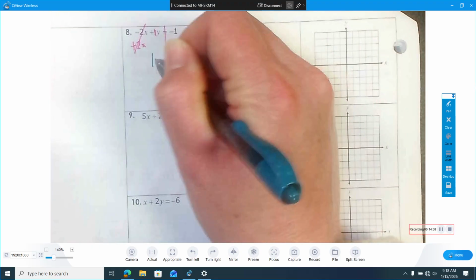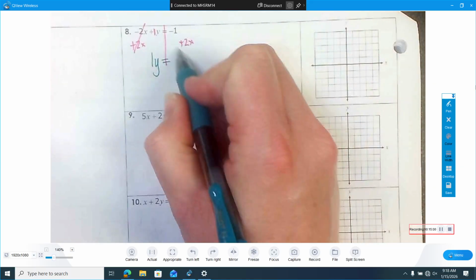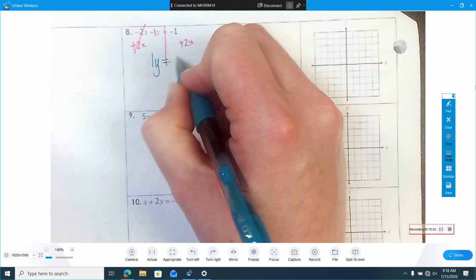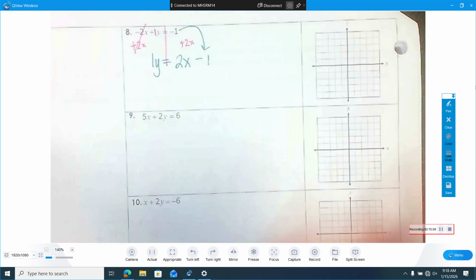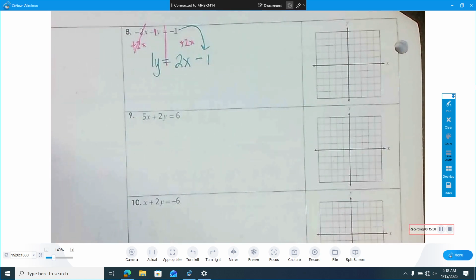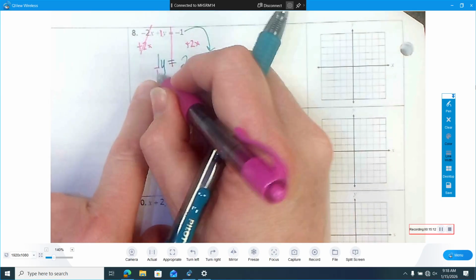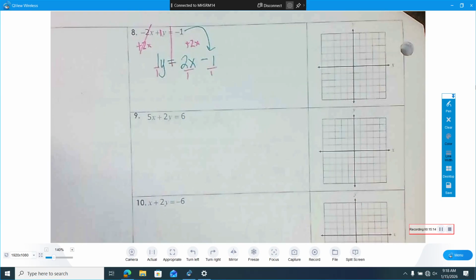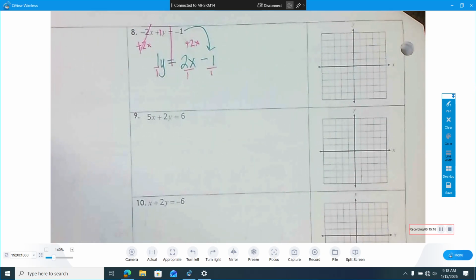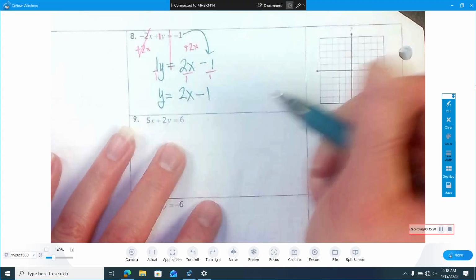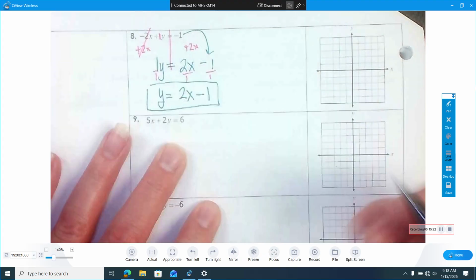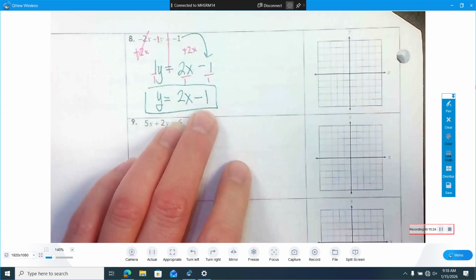we are left with a 1y equal to, on the right-hand side, we have two things. We have the positive 2x and that negative 1. They're just neighbors. They just stick next to each other. And then to get the y totally by itself, I can divide everything by 1. But that really doesn't change anything. It's still just 2x and the negative 1.